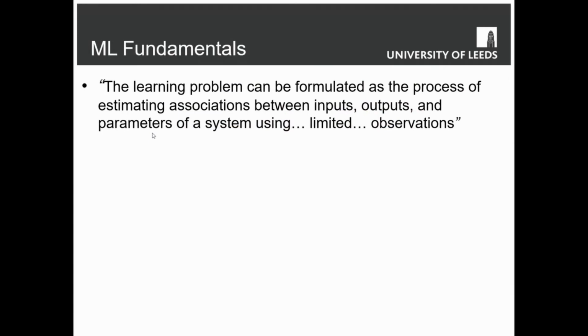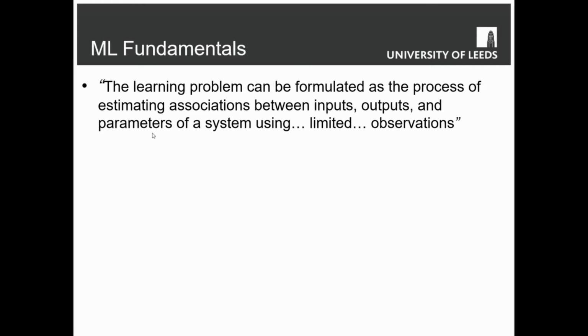So what is machine learning? This is a quote from their paper. Basically it says that the learning problem can be formulated as the process of estimating associations between inputs and outputs, possibly also parameters of a system, using limited observations. So what does that actually mean in practice? Let's ground that in fluid dynamics.